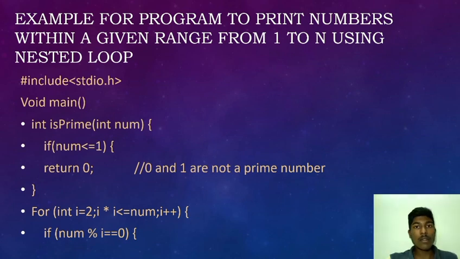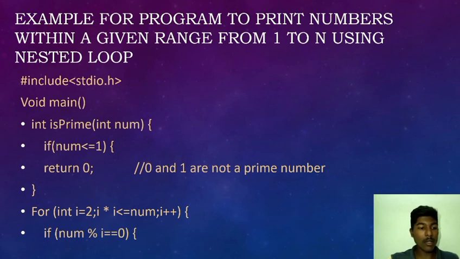Now we will check for other numbers. For int i is equal to 2, i * i is less than or equal to num, i plus plus. Now we got to know that 0 and 1 are not prime numbers. Next, i is equal to 2, where i plus plus is called increment, where 2 plus 1; it checks first 2, then 3, then the next numbers.